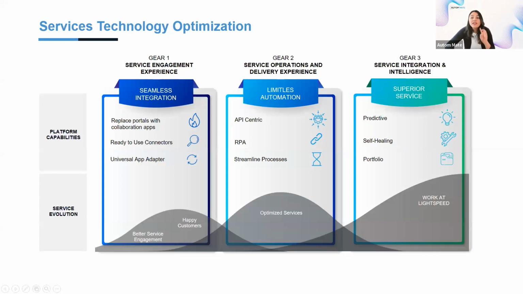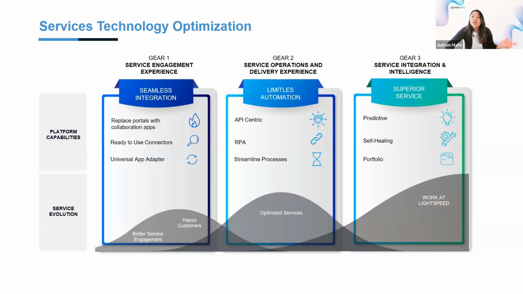Automate offers three different service offerings to support you on this journey. The first service is Gear 1, service engagement experience, as you may remember from the previous webinar. It improves and simplifies the first contact process with your customers. As a result, a customer who knows they will receive good service will be won over. And the second one is service operation and delivery experience.